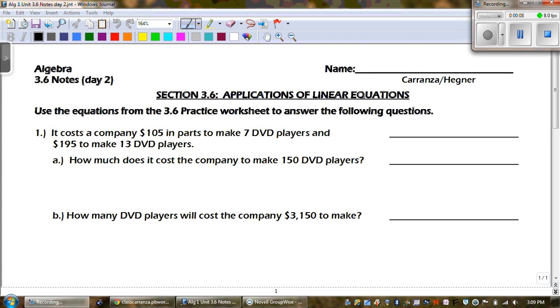Today we are continuing our discussion on applications of linear equations. Now the directions say to use the equations from the 3.6 practice worksheet to answer the following questions.